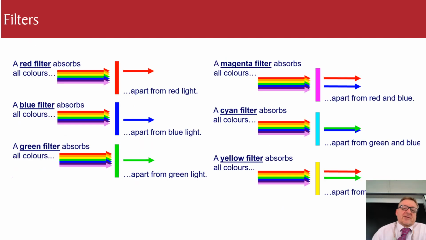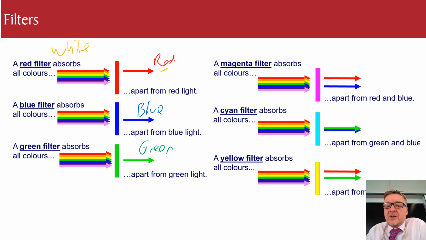Now, filters. Filters are cool, right? So what we've got here is white light, which is the 7 colours of the rainbow. A red filter absorbs all the colours except for red. A blue filter absorbs all the colours except for blue. A green filter absorbs all the colours except for green. A magenta filter absorbs all the colours except for red and blue, the 2 colours that make it. Cyan filter, green and blue. Yellow filter, red and green.